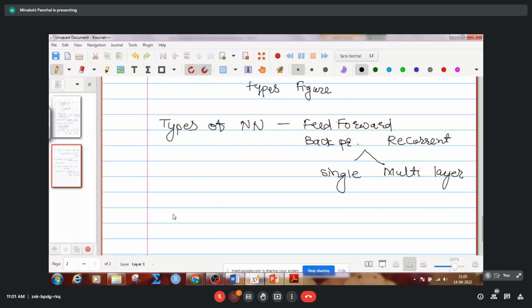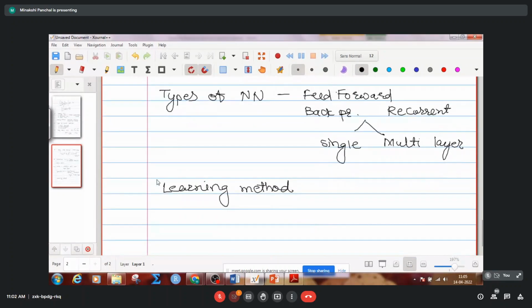After this, what is the next point in unit number 1? Unit number 1 में इसके बाद क्या point आता है, learning methods के लिए. Once you understand what is the neural network and how it will work, then we are trying to understand how it will learn. So in that, the first point it is learning methods, supervised, unsupervised and reinforced. Then the next point it is learning rules.